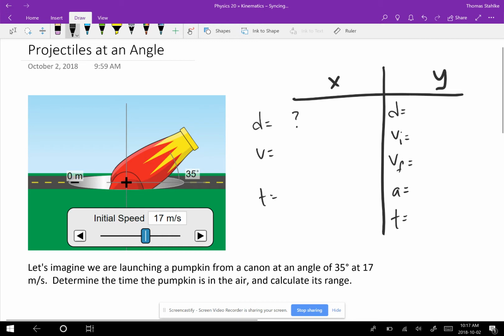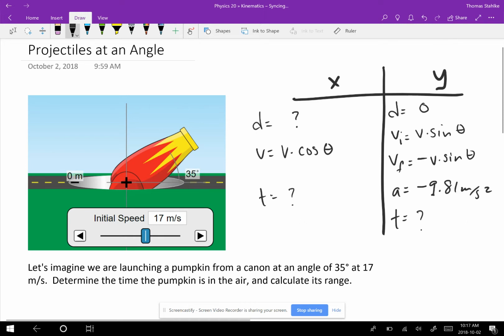We want to find the range, we want to find the time, and we know that this is going to be v cosine theta for the x-axis and for the initial velocity, v sine theta for the y-axis initial velocity, and negative v sine theta for the y-axis final velocity. If the pumpkin goes all the way up and then all the way down, its displacement vertically is 0, and it accelerates at 9.81 meters per second squared.